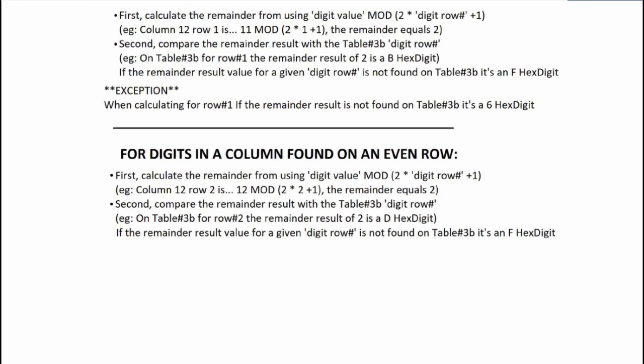For digits in a column found on an even row. First, calculate the remainder from using digit value mod 2 times digit row plus 1, e.g. column 12 row 2 is 12 mod 2 times 2 plus 1. The remainder equals 2. Second, compare the remainder result with the table 3b digit row, e.g. on table 3b for row 2, the remainder result of 2 is a d hex digit. If the remainder result value for a given digit row is not found on table 3b, it's an f hex digit.